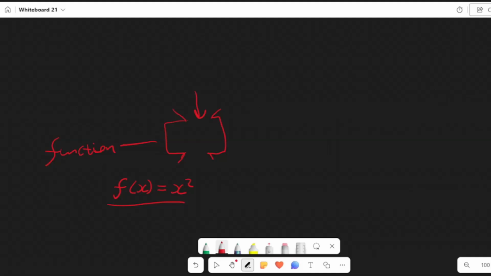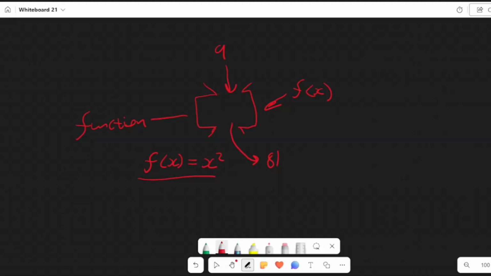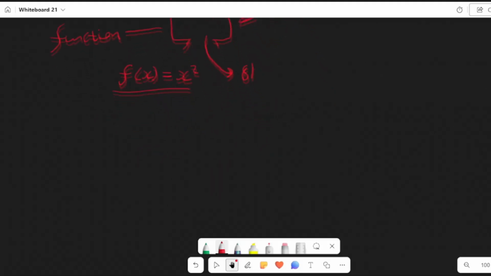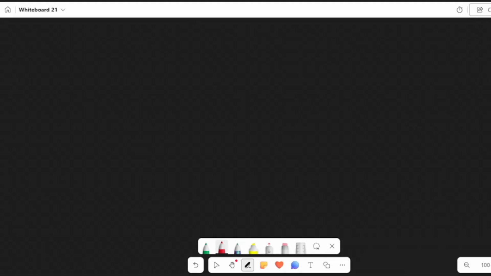So in this case, for example, if I have 9, and this is our f of x, then it will output 81, because 81 is 9 squared. So that's all about functions. Now, whenever we talk about functions, we also tend to mention a little bit about inverse functions. And what an inverse function does is that it transforms an output to an input.